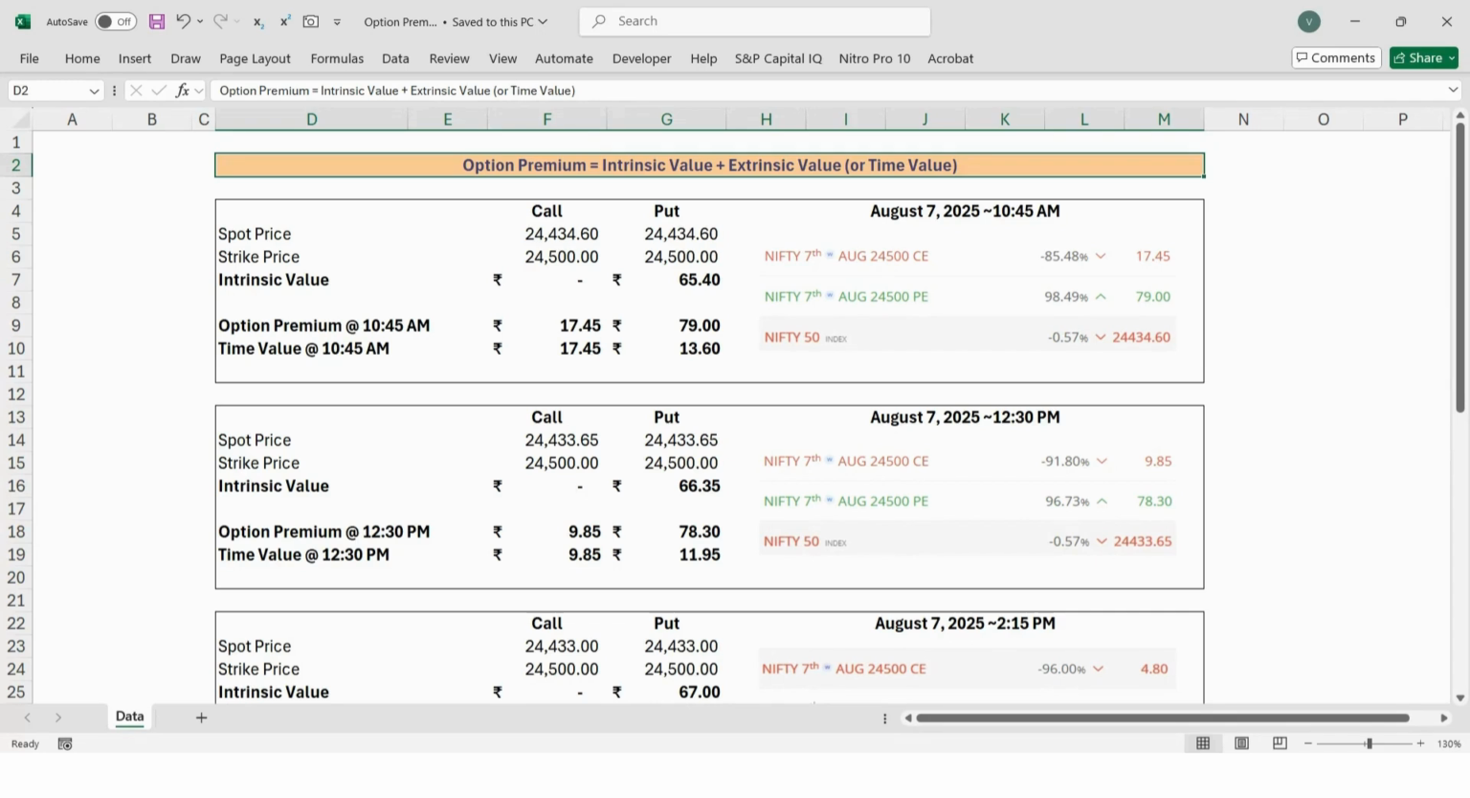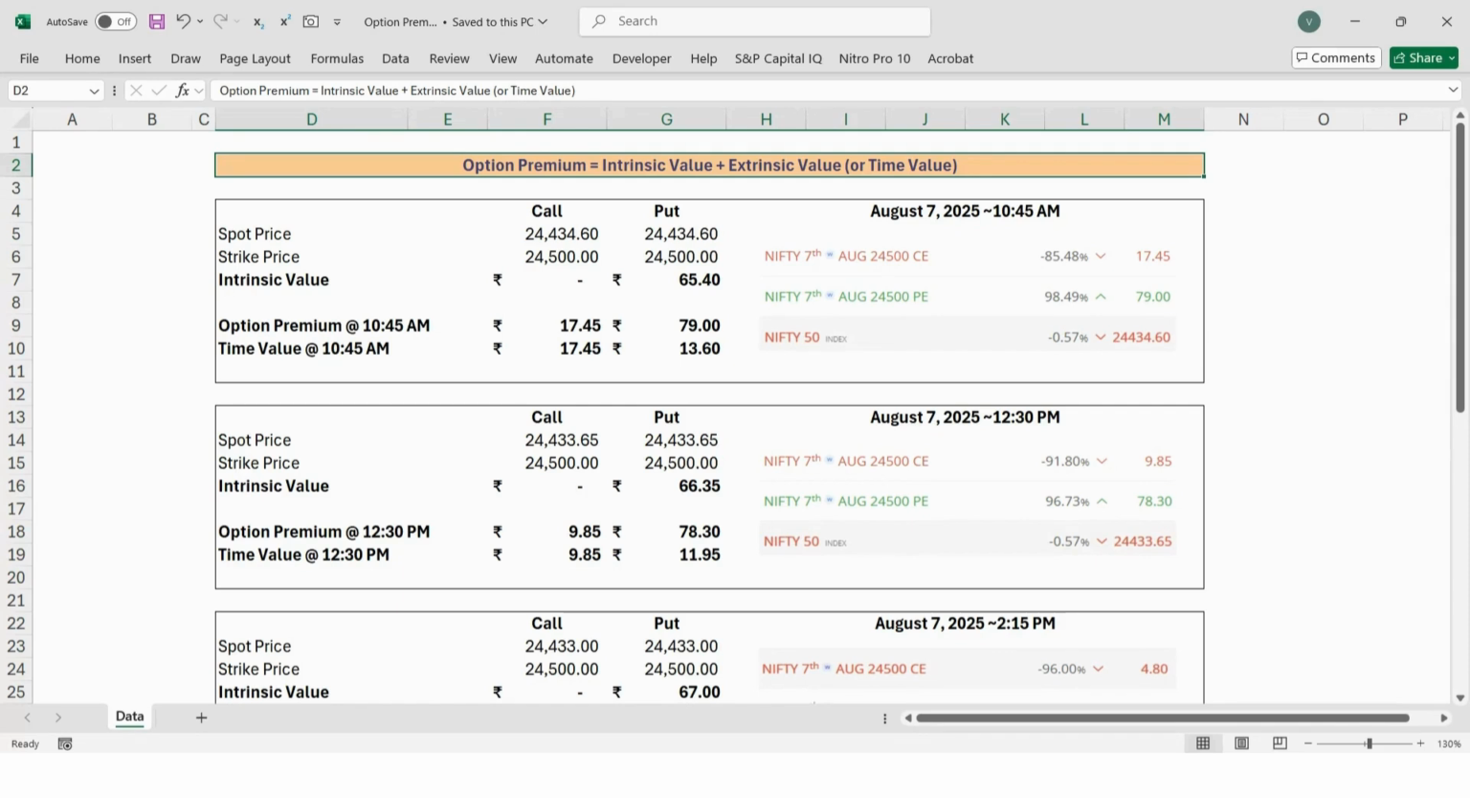Every time you talk about a put or a call option and an actively traded option, there is a premium associated with an option. Now, that premium comprises two components: an intrinsic value of an option plus an extrinsic value of an option, which is more commonly known as time value. Now, let's understand the concept.